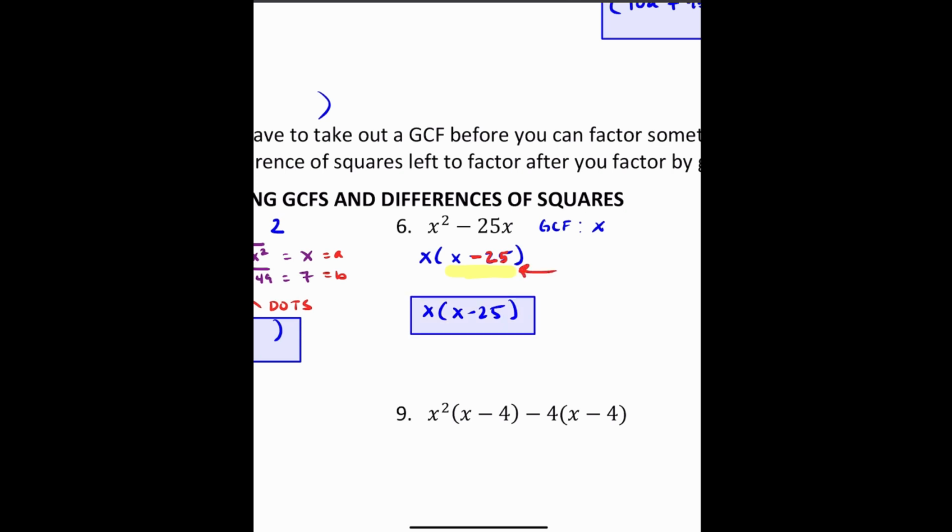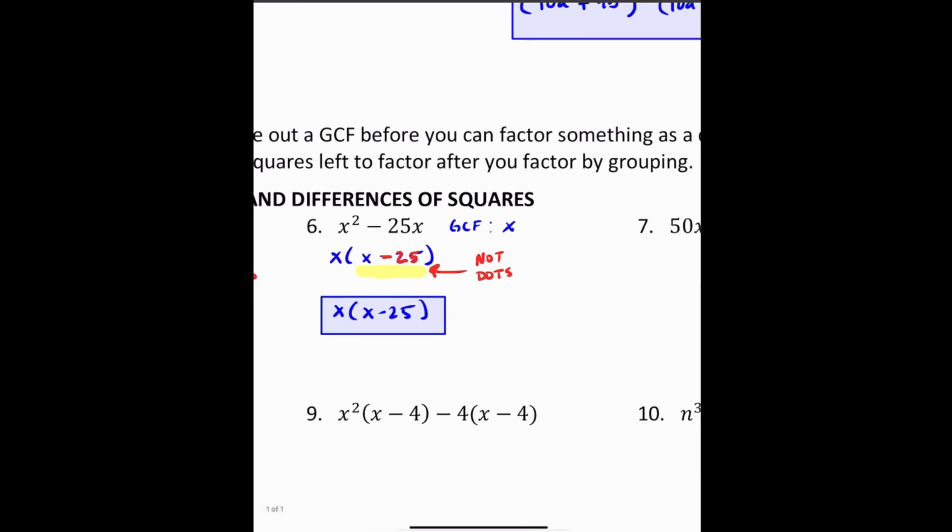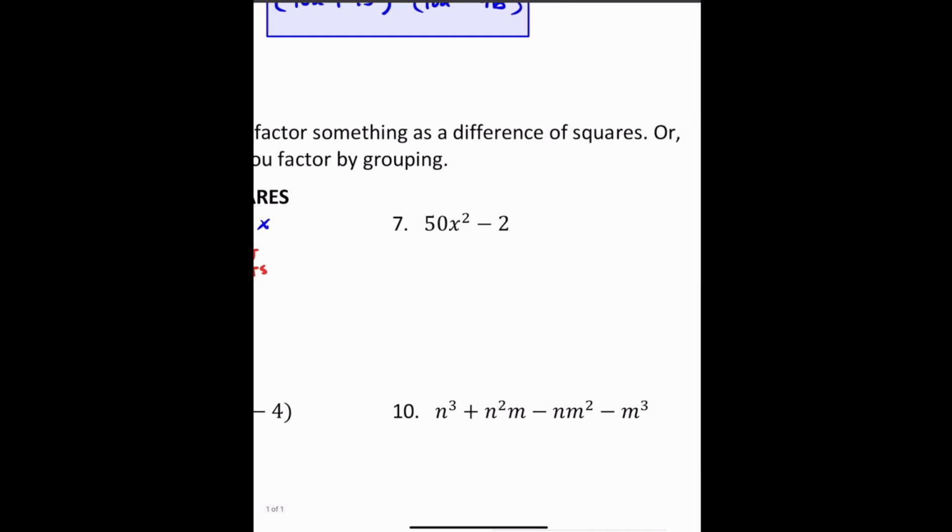Okay, so I'll make a quick note here, not a difference of 2 squares. Number 7, 50x to the second minus 2. So here we're going to take out the GCF, and the GCF between 50x to the second minus 2 is 2. So 2 times the quantity of 25x to the second minus 1. And yes, the remainder is a difference of 2 squares.